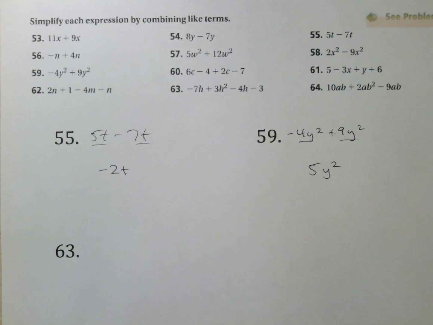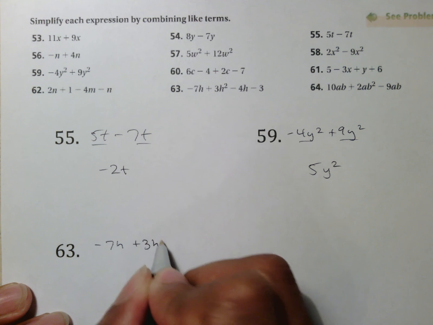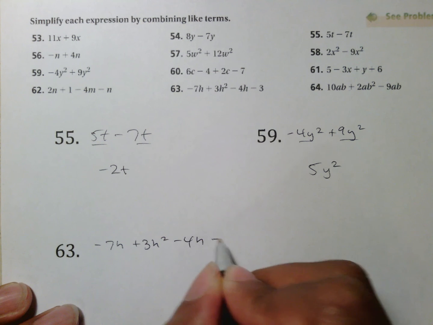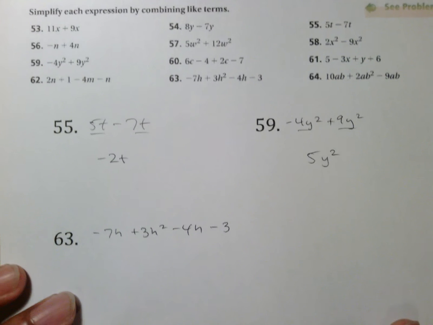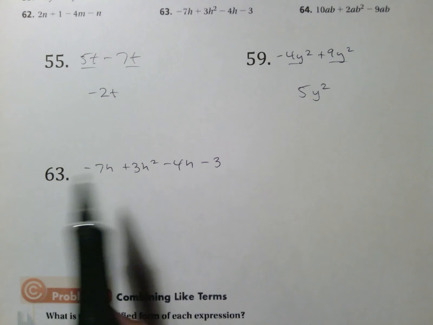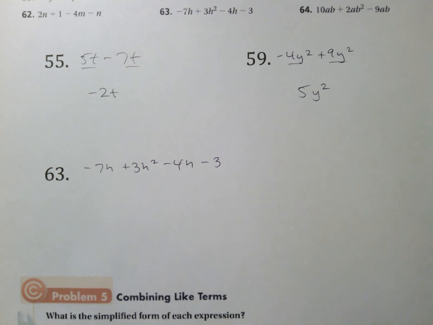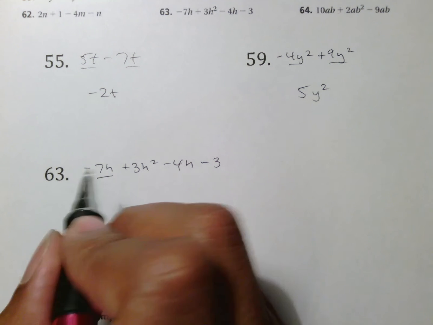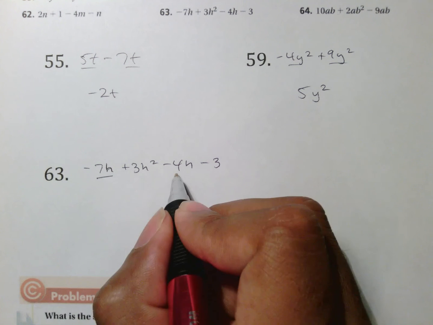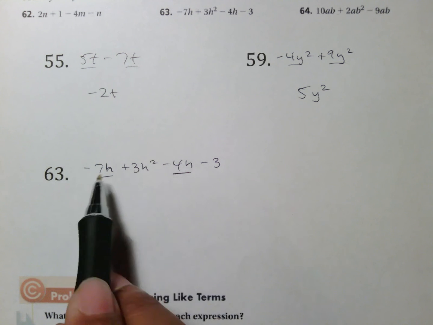And then 63 simply gives us a couple things to think about. Like terms have to be exact. In other words, even though this has an H, that has two H's, and that has an H, all of these are not like terms. And so what I'm going to do is underline the like terms here. 7H, because it just has one H, is like terms with 4H. So -7 and -4 are the like terms here.